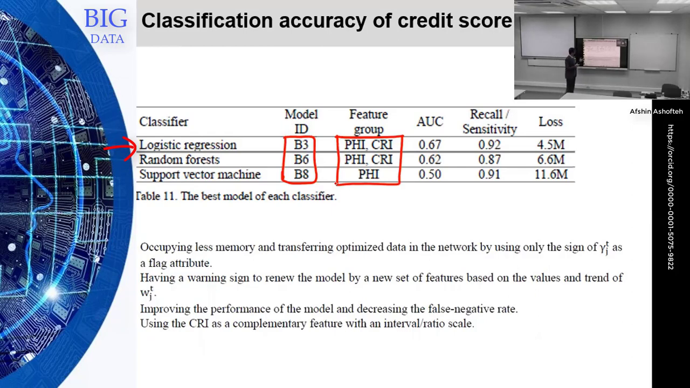The advantage of this approach could be summarized as follows: it occupies less memory and transfers optimized data in the network as a flag attribute, and has a warning sign to renew the model with a new set of features based on the values and trend of W. Improving the performance of the model and decreasing the false negative rate was another benefit of this approach. And using the CRI as a complementary feature with an internal ratio scale could help the model to identify the bad customers better.